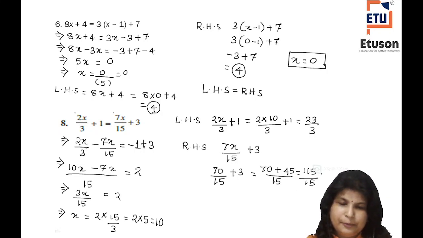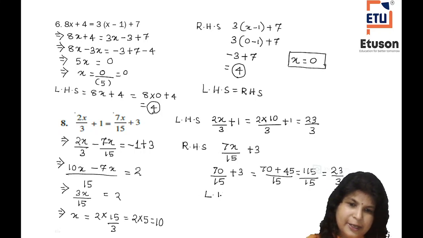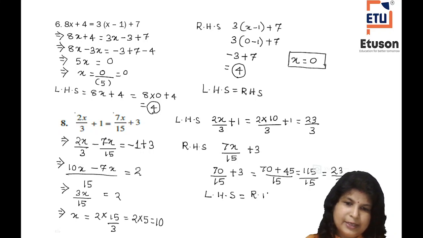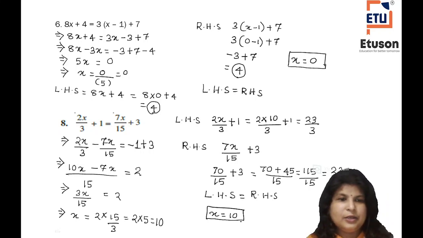So you can bring it to the lowest form. You divide it by 5, so you will get 23 divided by 3, which is nothing but equal to the left hand side. So the left hand side is found to be equal to the right hand side by putting the value of x is equal to 10. So x is equal to 10 is the solution to the given equation.